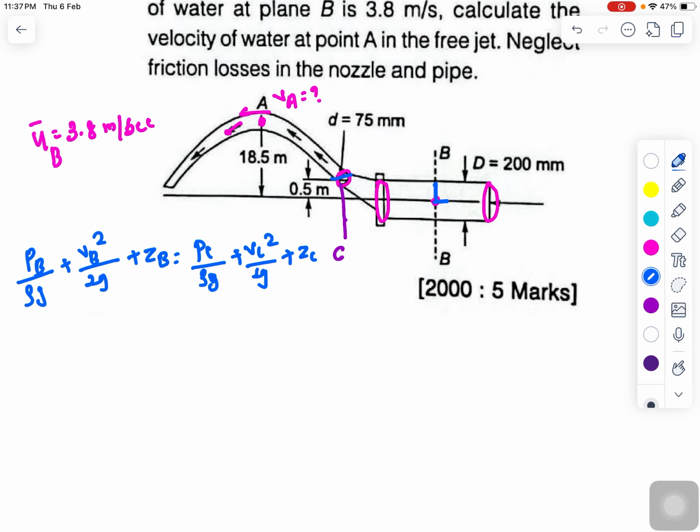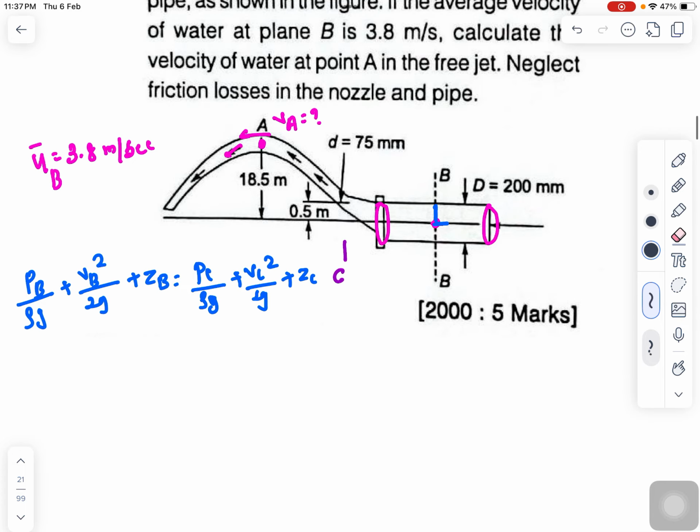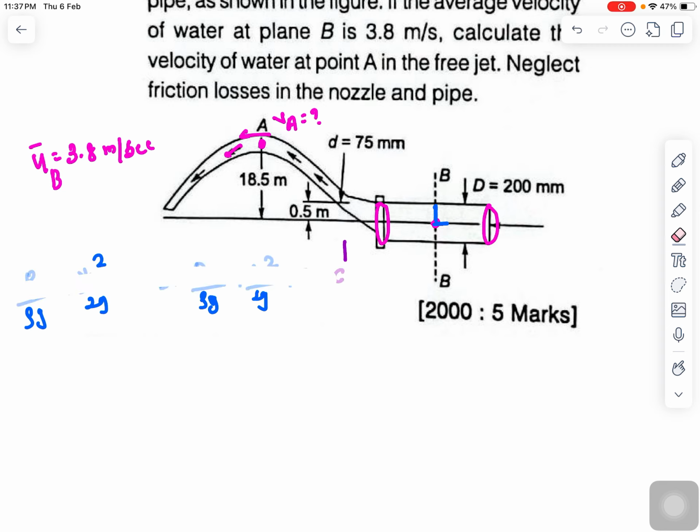So let's try to see where is the point C. So C is here. So the height of C from point P is your 0.5 meter, right? So let's try to understand. But again, one thing you have to understand here is the velocity at point B. So the velocity at point B is given to you, right? And so basically what we can see is that we can directly calculate the velocity at point C using the continuity equation, right? Because the whole flow is going along this direction, right?